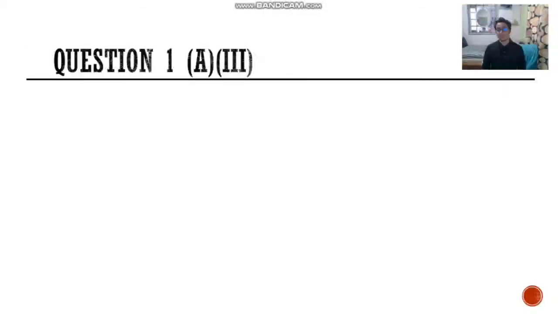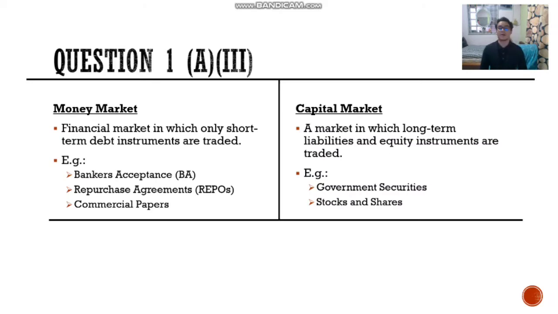Roman number three, where I'm going to discuss money market and capital market. What are these types of markets? Money market is a financial market in which only short-term debt instruments are traded to the public. What are the instruments that will be traded to the public under the money market? There are bankers' acceptance, or BA, repurchase agreements or repos, commercial papers, and so much more. As for capital market, it is a market in which long-term liabilities or long-term debt, as well as equity instruments, are traded to the public. There are two types of instruments that will be traded to the public under the capital market, which are government securities as well as stocks and shares.